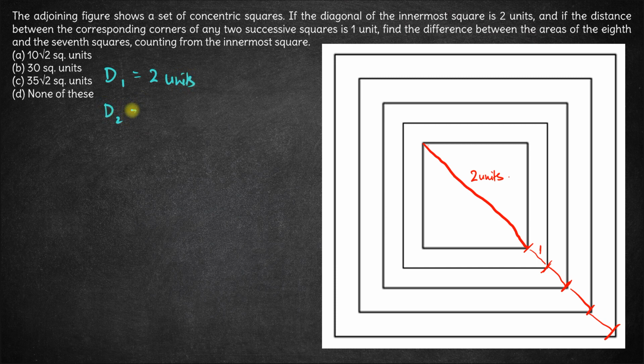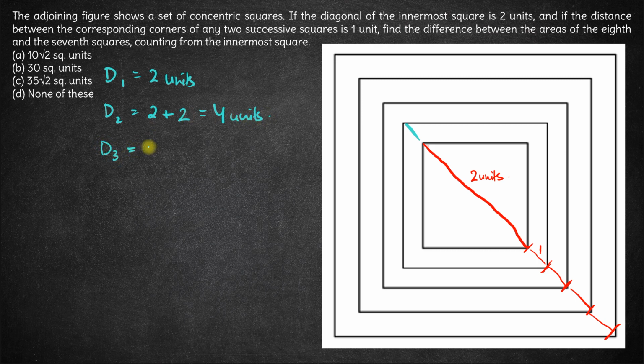What about diagonal of the second square? It will be 2 plus 1 plus 1. This 1 unit and this 1 unit will increase. So 2 plus 2 units. This will be the diagonal for the second, which is 4 units. For the second square, this is the length of the diagonal.